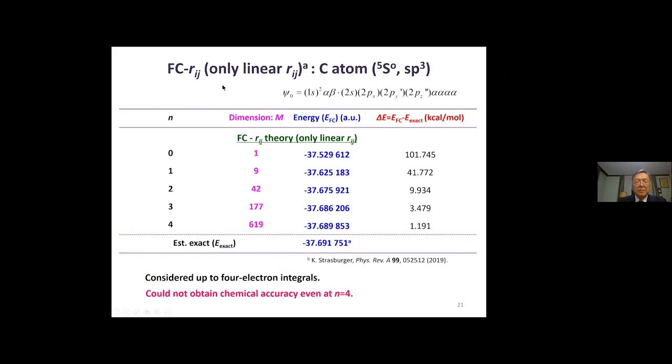And this is free component RIJ theory applied to the carbon atom. This was done by Nakashima-san. Even at order 4, we could not get chemical accuracy when we use only linear RIJ. This is a well-known property. And here we use up to 4 electron integrals.